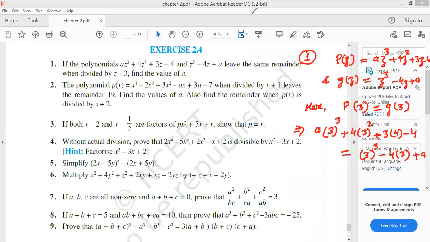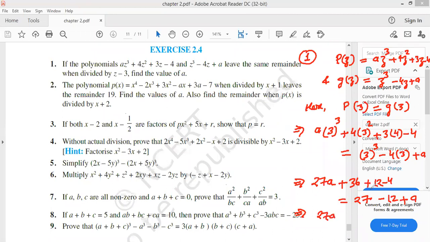Yes. Then here 3 3s are 9, 9 3s are 27. It is 27a plus 3 3s are 9, 9 4s are 36, plus 3 3s are 9, plus 9 minus 4 is equal to 3 3s are 9, 9 3s are 27 minus 4 3s are 12 plus a. Now take this 27a and a to one side and the other values to the other side. Before that, just simplify this. If you simplify this, you will get 27a.